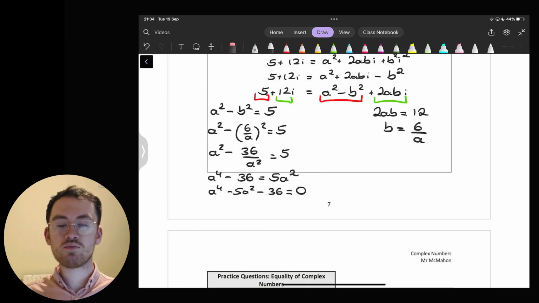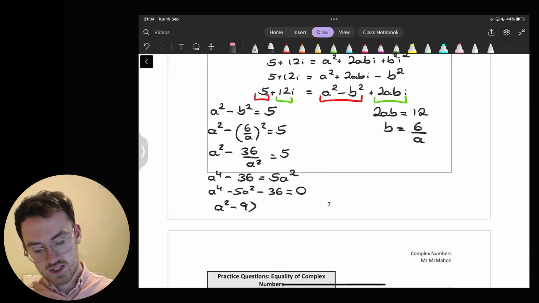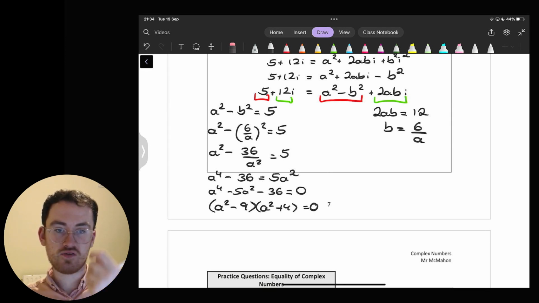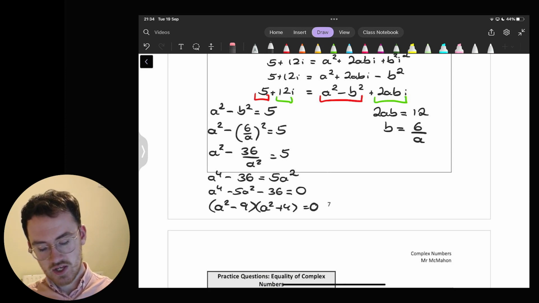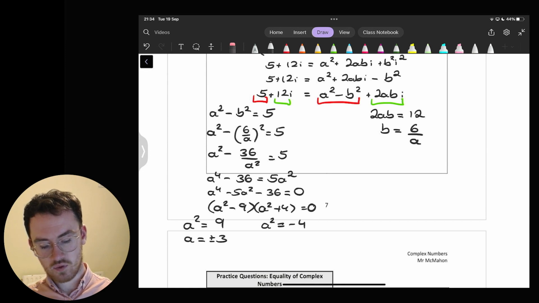I need two numbers that multiply to give me minus 36 but add to give me minus 5. And noting as well that in here, instead of x, we're using a squared, because this equation is in a to the power of 4 and a squared. So separating these out, we get a squared equals 9, which means that a is going to be plus or minus 3. And we can also say that a squared could be minus 4, which would make a plus or minus 2i. But by definition, a has to be a real number.